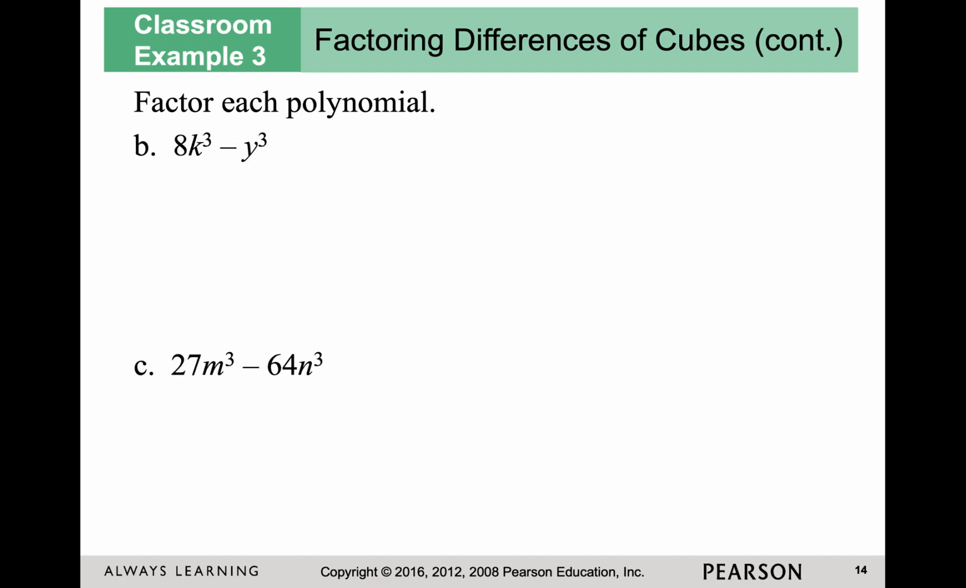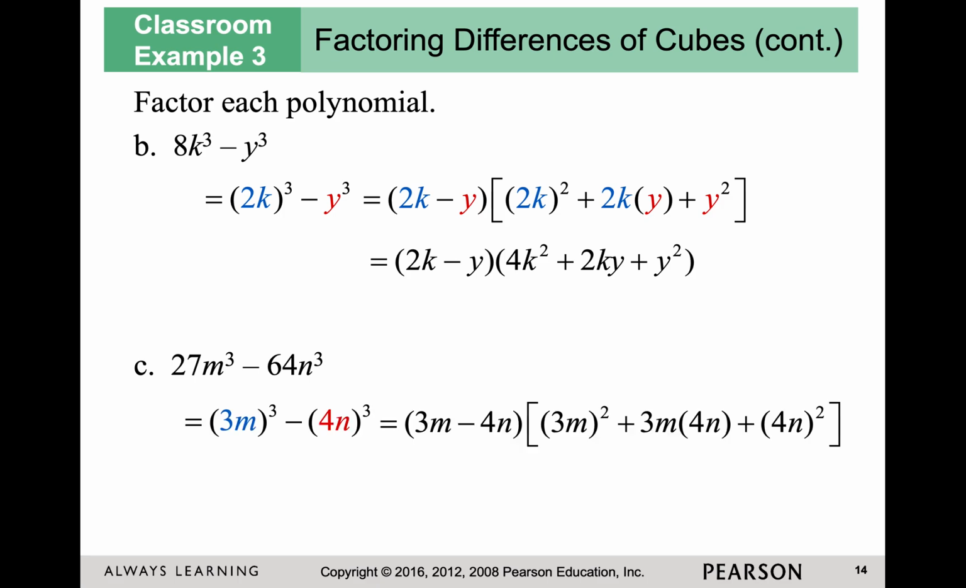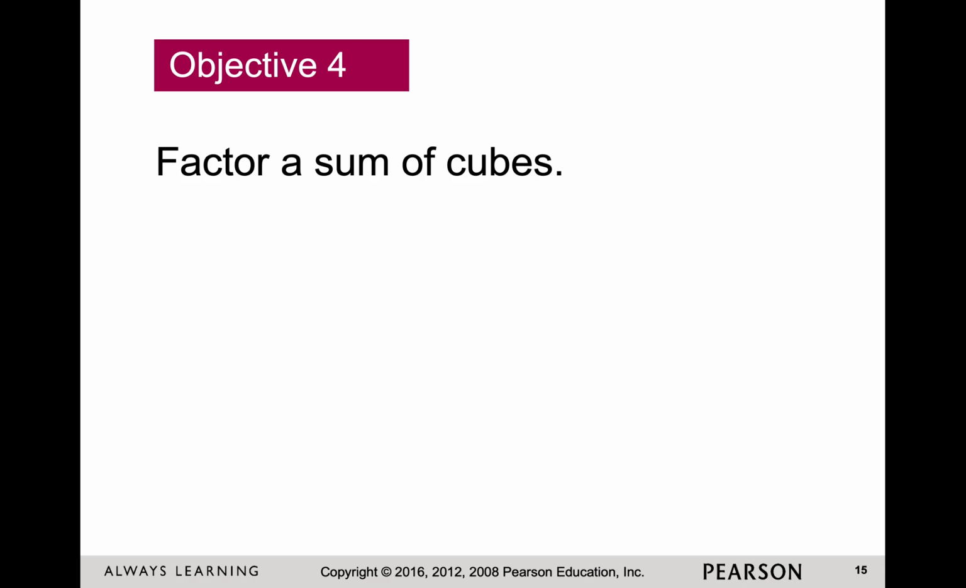Here are some additional perfect cubes. I would rewrite them as their cube factors, and then I'm going to apply the formula to them. Same thing in part C. Rewrite them as their cube factors, and then use the formula to factor them. You have to recognize those. Those will not be recognizable without that formula.